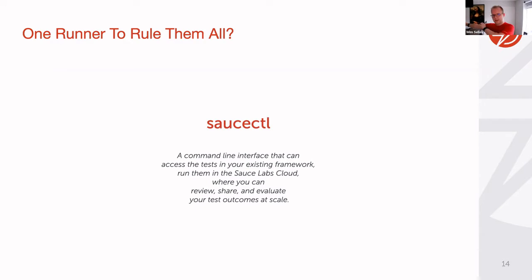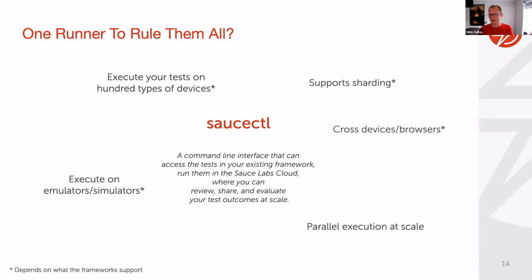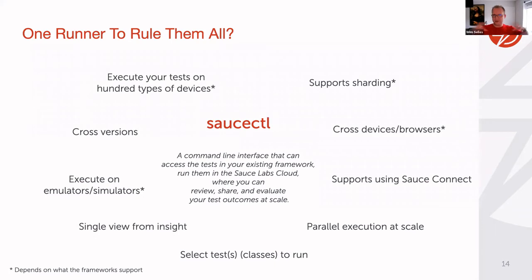Push them to the SauceLabs cloud. Everything will be executed in the SauceLabs cloud. And when it's done, a status will be sent back. And then you would have all the data in SauceLabs. And the things that, for example, SauceCTL can do, it can execute your test cases on 100 types of devices if you're using Espresso XCUITest. It even supports sharding, basically dividing the test cases over multiple instances.